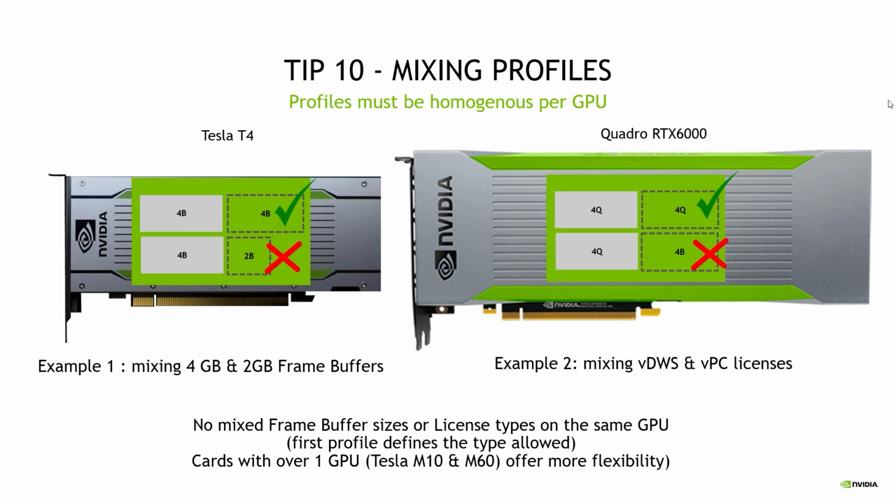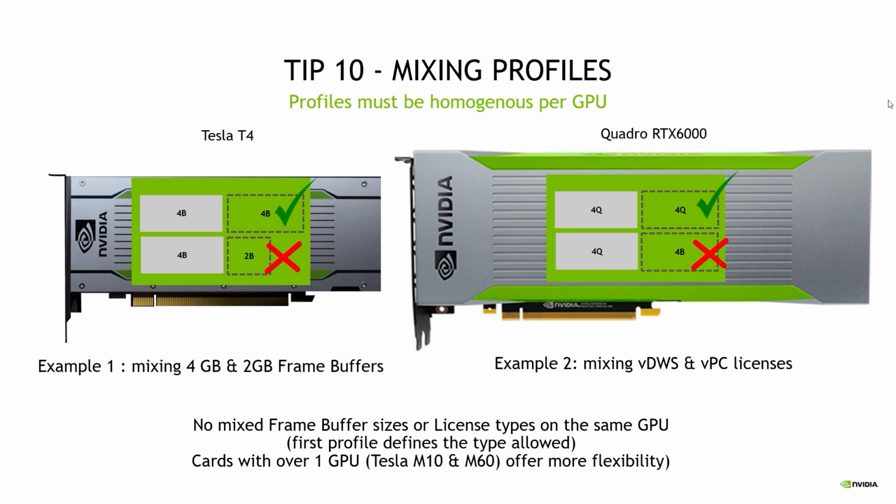So once you install your first profile on that GPU, you'll now be locked to using that individual profile. If you install, for instance, a T4 4B profile onto the T4 on the left there, then you'll need to make sure that all the profiles subsequently are also 4B. You can't load a 2B profile on there.